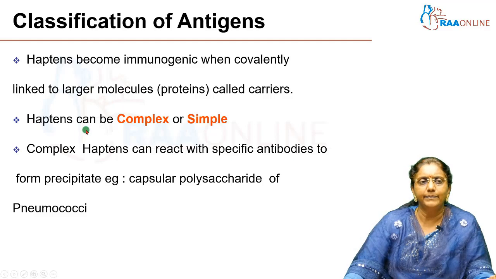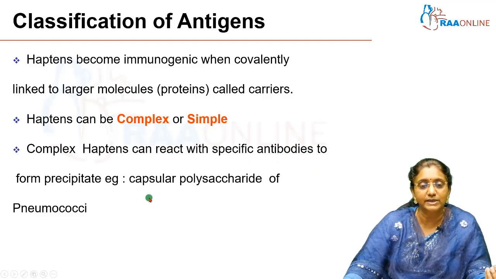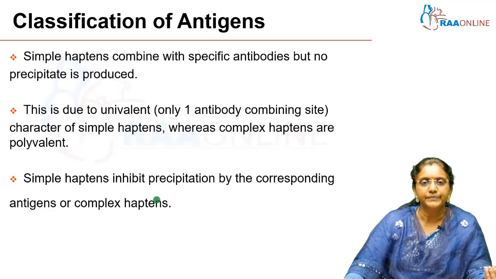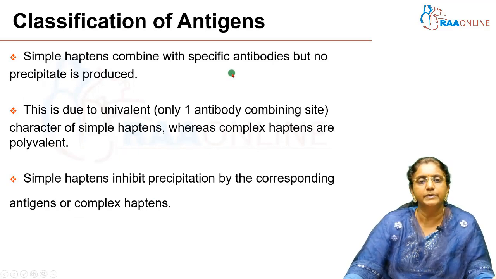You can classify haptens as complex or simple. Just know that complex haptens, when they react with specific antibodies, can precipitate, so they form a visible reaction. You can see a precipitate happening, for example, the capsular polysaccharide of pneumococci. Whereas simple haptens can combine with the specific antibodies, but no precipitate is produced, because a simple hapten is univalent. That means it has only one antibody combining site, and so when it binds to a specific antibody, no lattice or network is formed.